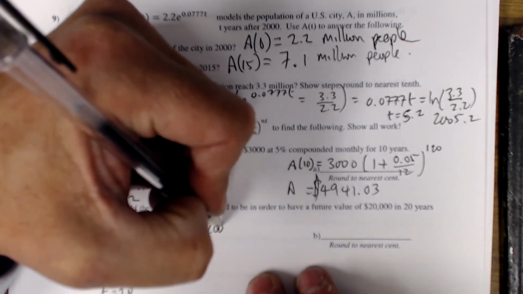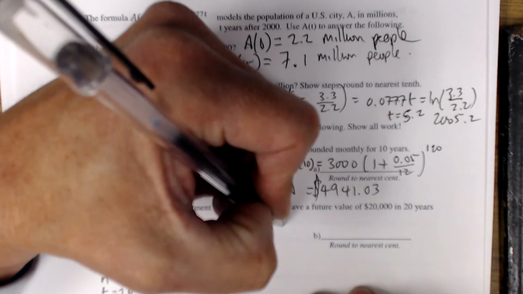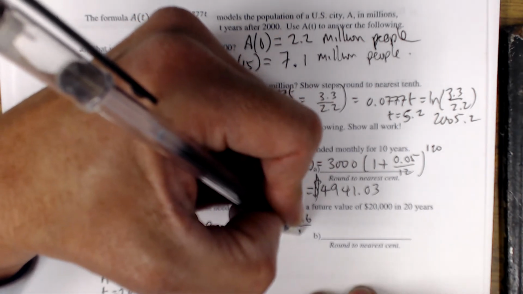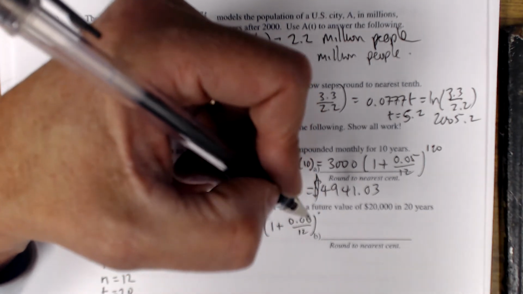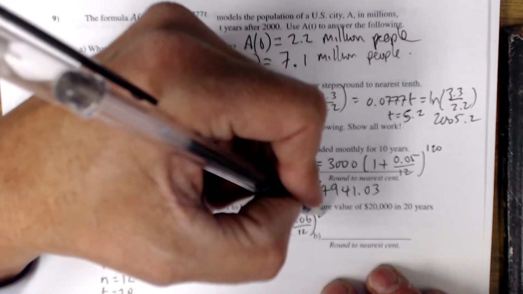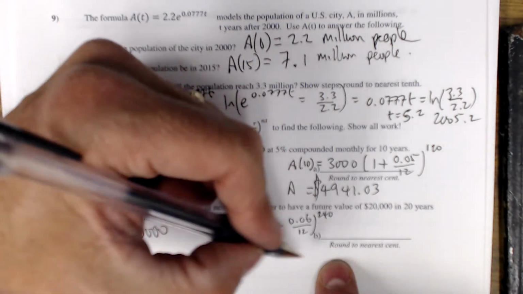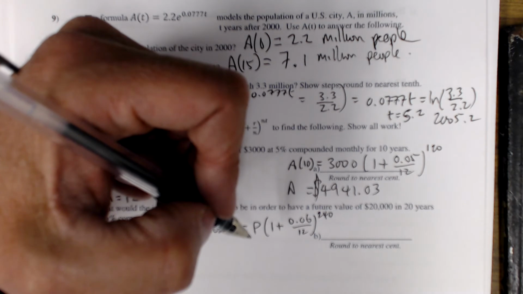So now I simply write it out. I have 20,000 equals P times 1 plus 0.06 over 12 raised to the 20 times 12, which is 240. Okay, so I can figure out what this number is right here just by keying it into my calculator. So I'm going to do that.